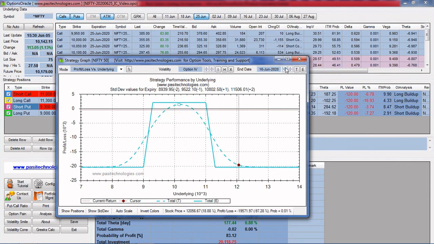So you can go to the end date and then you can check 1 day before your expiry. So that is your 24th June. So you can see your maximum profitability will be 2,144 and your break even will be 9,400 roughly, and upper side it will be 10,900. So this is how you have to analyze before taking an entry.